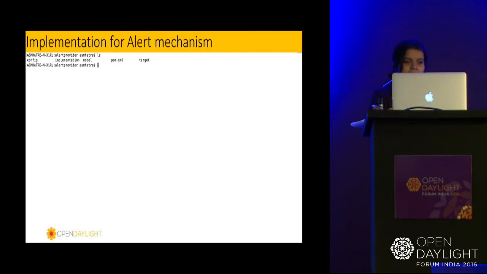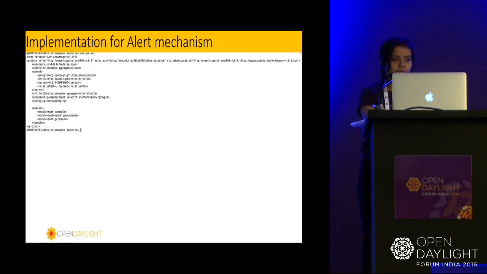Yeah, so this is basically the pom.xml file for a feature. You can see the modules which are defined there. We have a model, implementation and config, and it will be a part of the L2 switch, so it will point to the parent pom of the L2 switch.